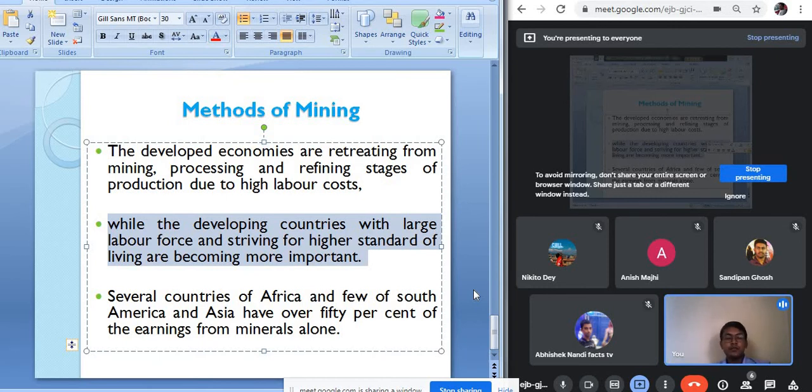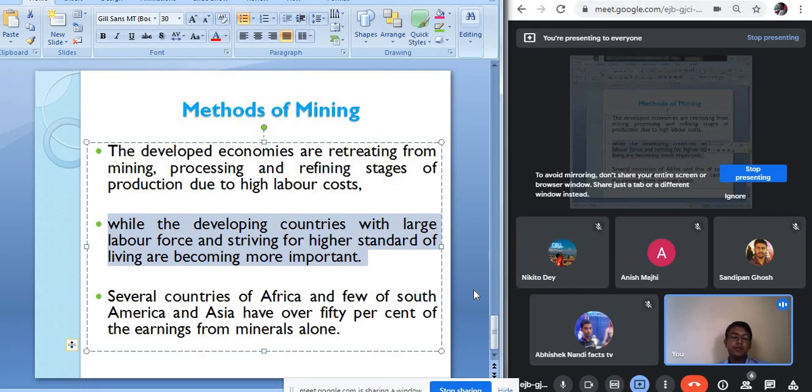Just take an example of the African nations. Many of the African nations are very rich in minerals. So what they do is extract the minerals and sell them to other countries. Even many of the mines found in Australia have been leased to private companies of other countries. Even in India we are carrying out mining activity to a large extent. We are extracting minerals such as coal, petroleum, natural gas, iron ore, bauxite.